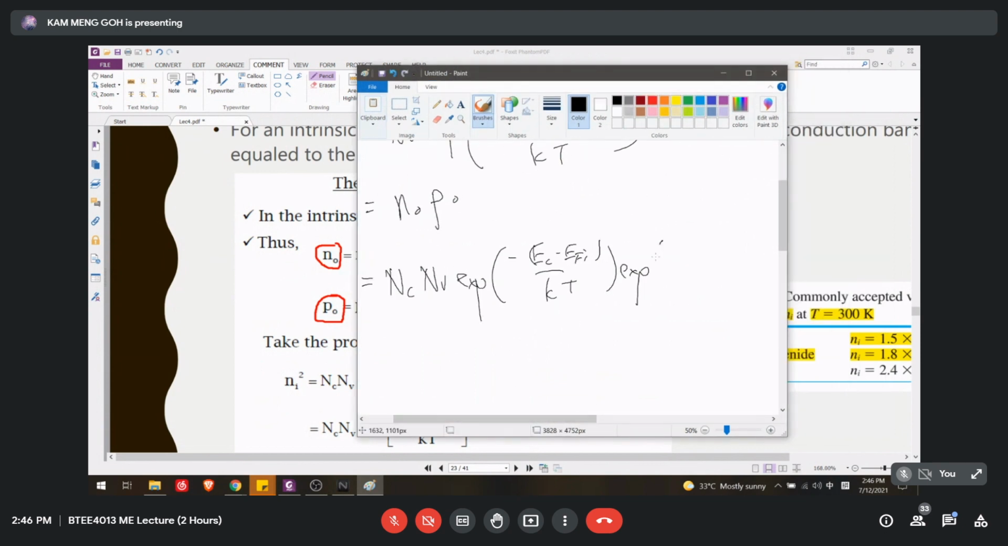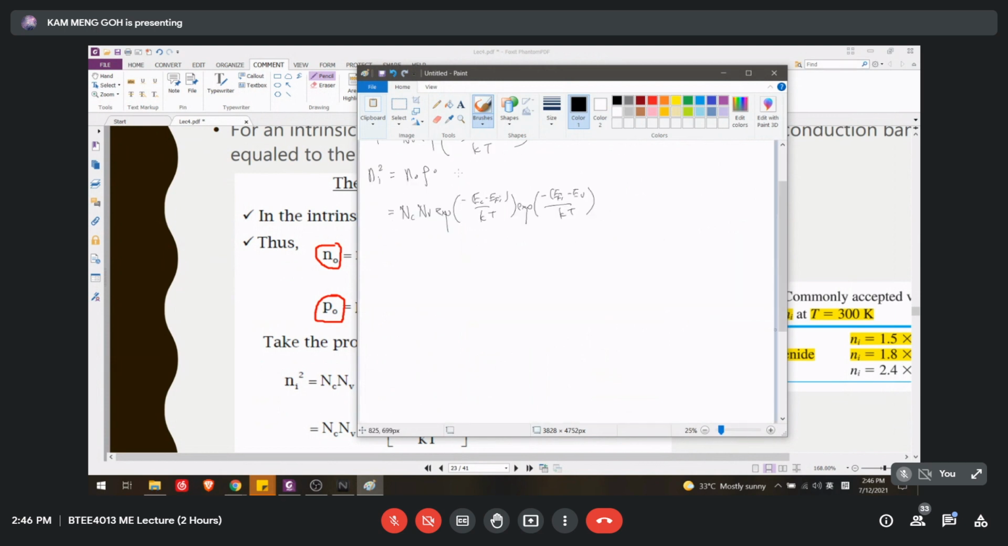This one is the EF minus EV over KT. Having this thing actually is adding up together. So by having these two things adding up together, you can get your formula in this way, minus Eg over KT. Eg is the gap between the Ec and the Ev.